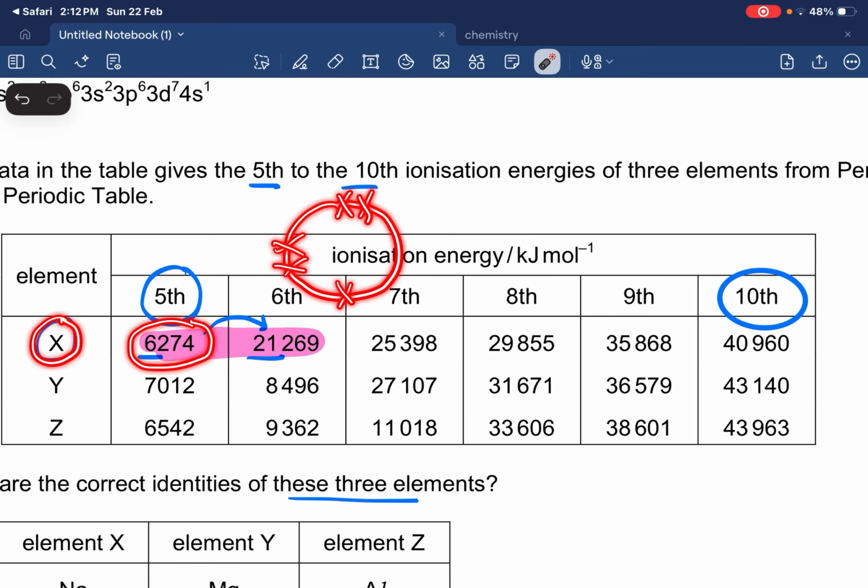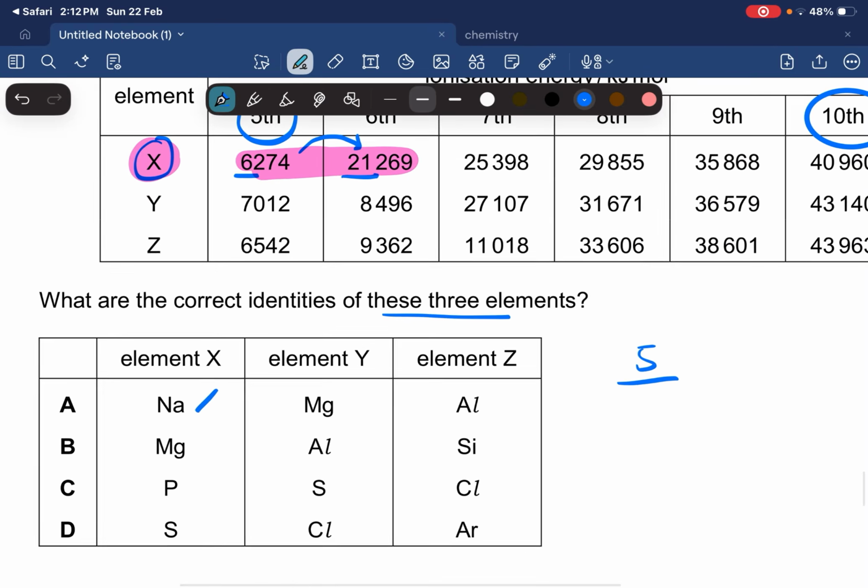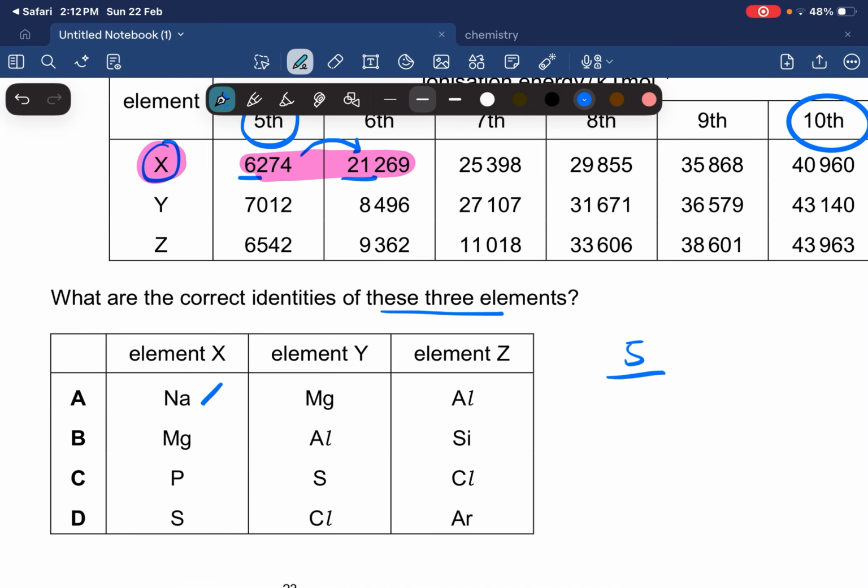Why are they taken out from the valence shell? Because look, from the 5th to 6th ionization energies, there's a big jump. That means the first 5 electrons come from the last shell, and then the 6th electron from an inner shell. So element X is in group 5 of the periodic table, sorry, group 5, not period 5, because it has 5 electrons in the last shell. Sodium is in group 1 of the periodic table, magnesium is in group 2, sulfur is in group 6, only phosphorus is in group 5.